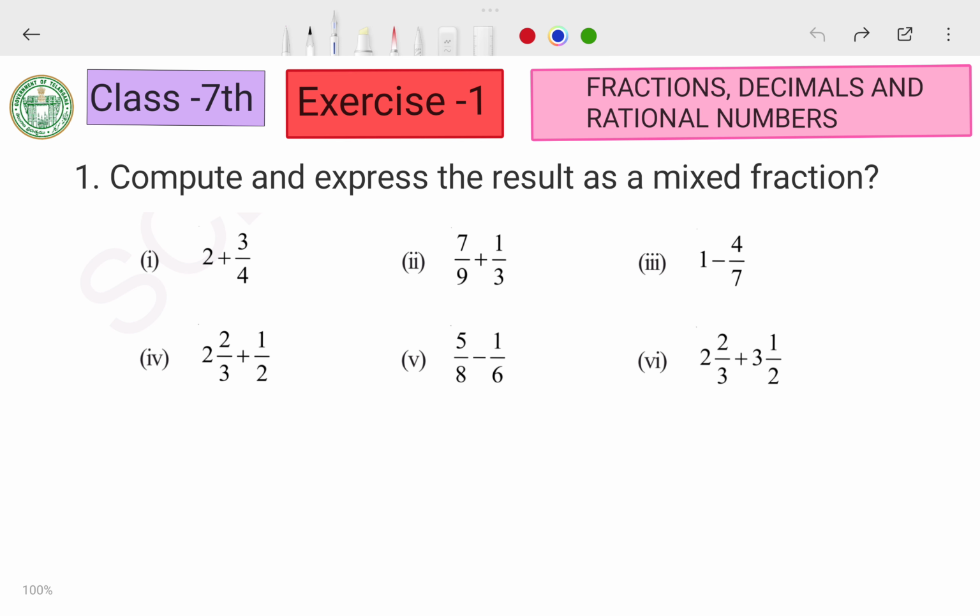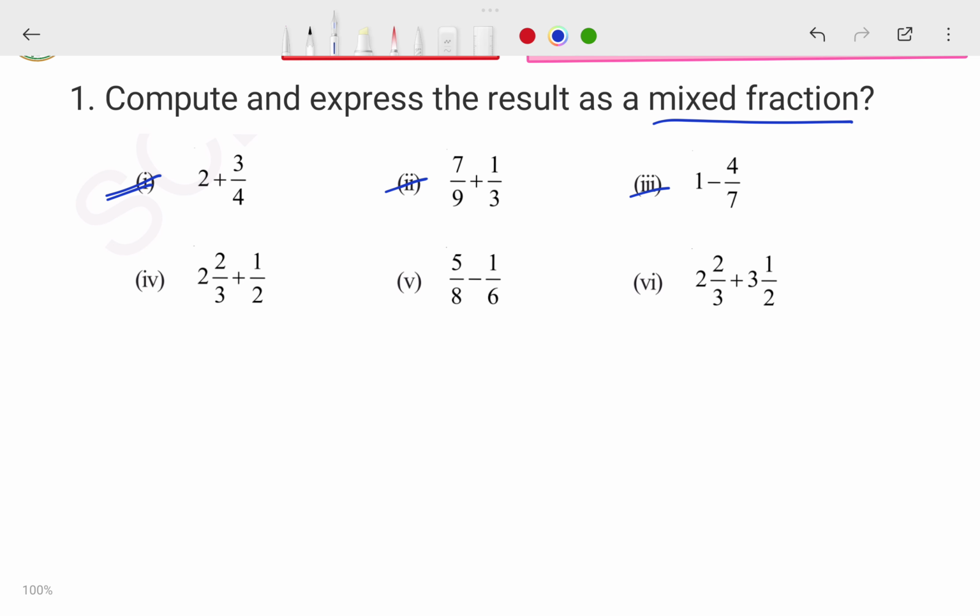The first question is: compute and express the result as mixed fractions. What we have to do is solve these questions and then convert the answer into a mixed fraction. First we solve the question, then whatever the answer is, we convert it into a mixed fraction. I hope it is clear. So let's solve the questions one by one.